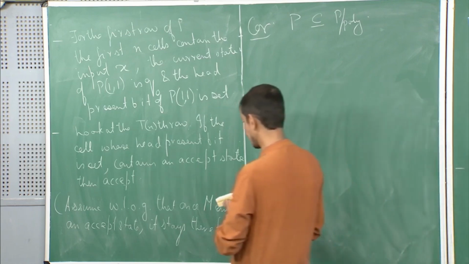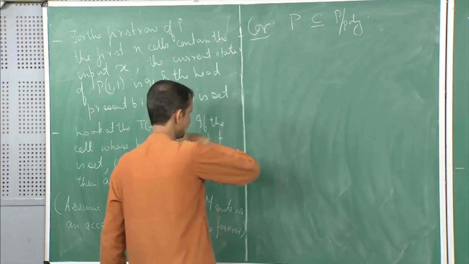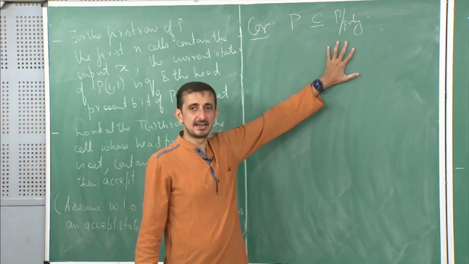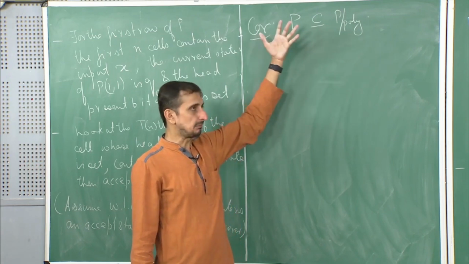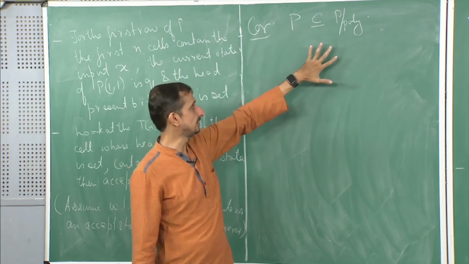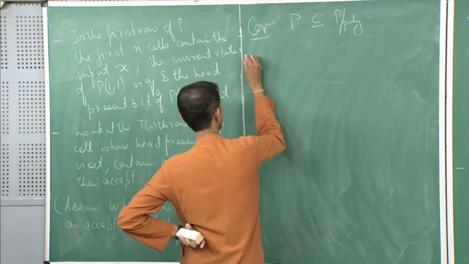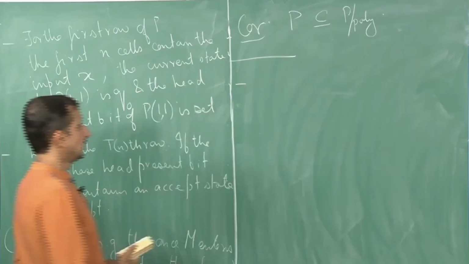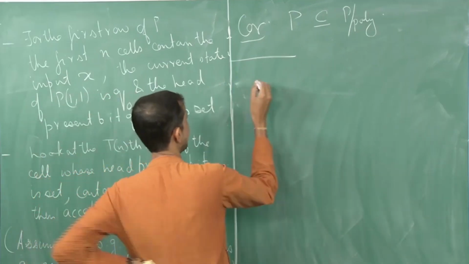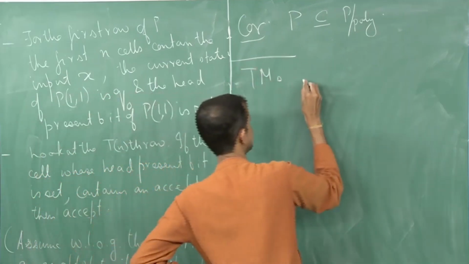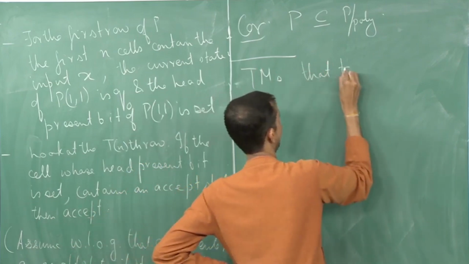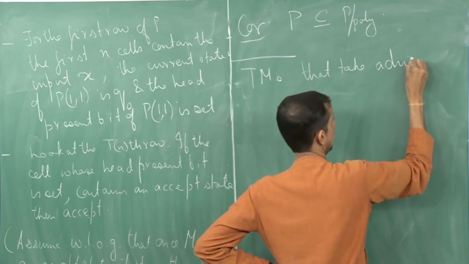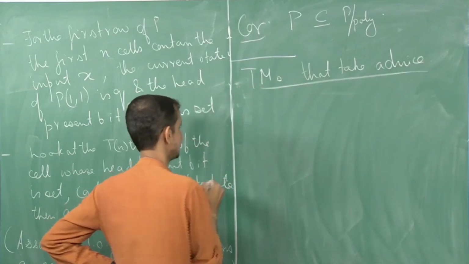So, one more point which I must mention before we move forward is that this is actually one way to define P/poly. You might see books or references where there is another notion of defining P/poly, which is the following. What we will look at is Turing machines that take advice.